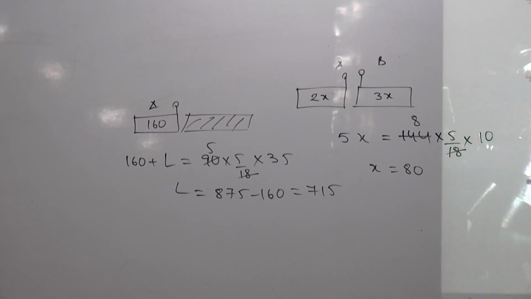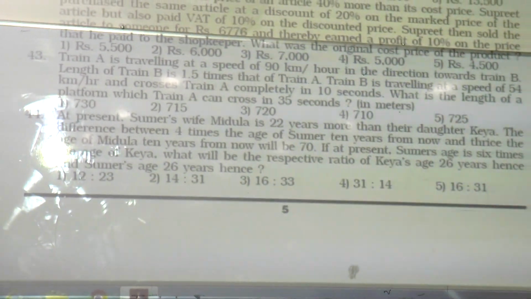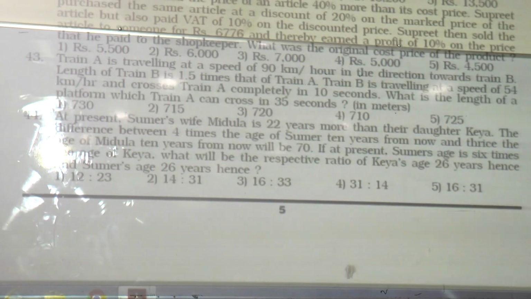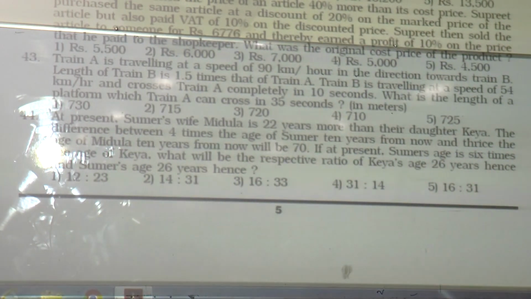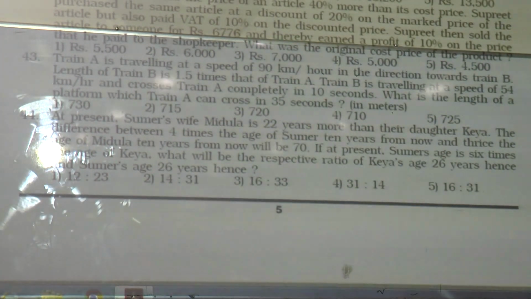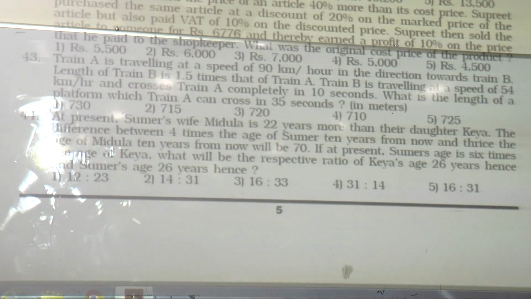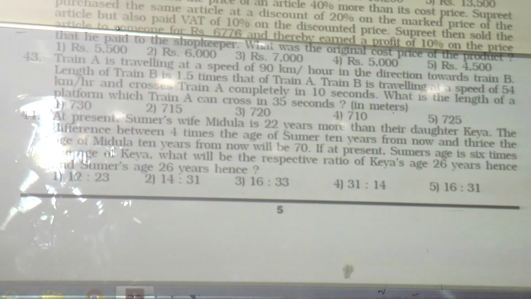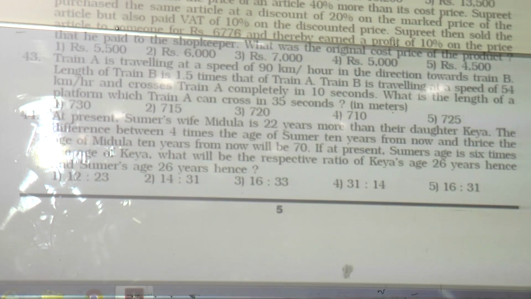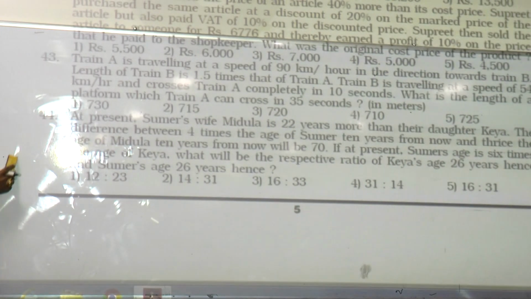Next, 44. At present, Sumer's wife Midula is 22 years more than their daughter Kia. The difference between 4 times the age of Sumer 10 years from now and thrice the age of Midula 10 years from now will be 70. If at present Sumer's age is 6 times of Kia's age, what will be the respective ratio of Kia's age 20 years hence and Sumer's age 26 years hence?